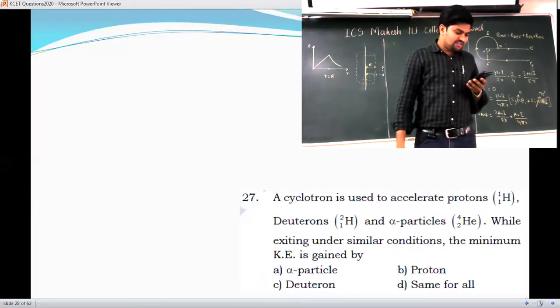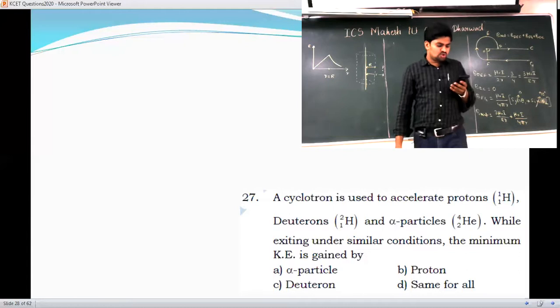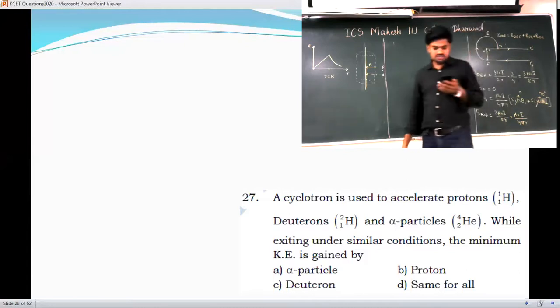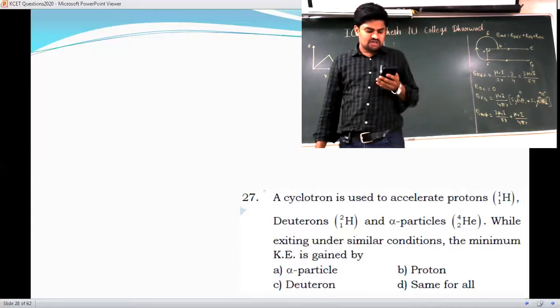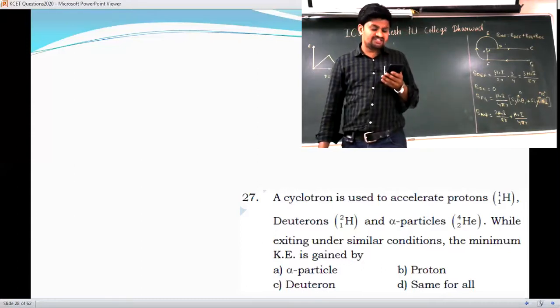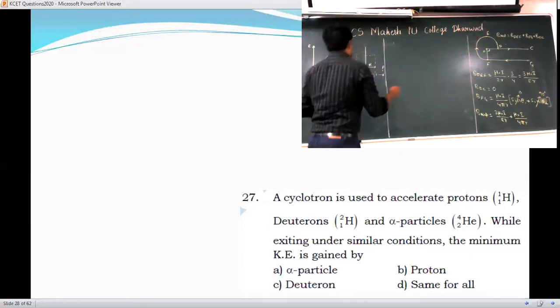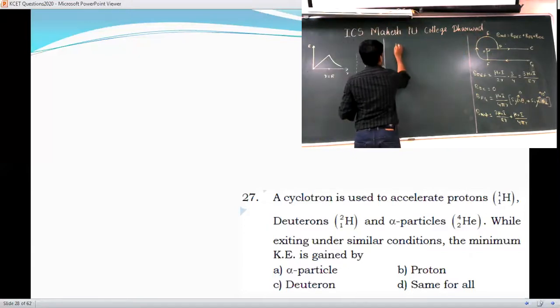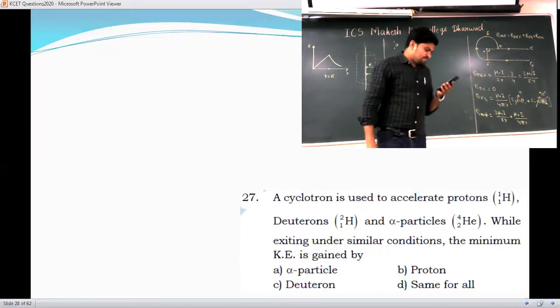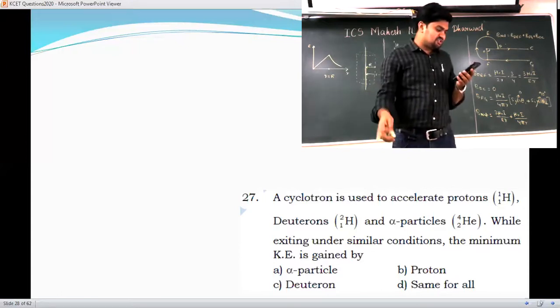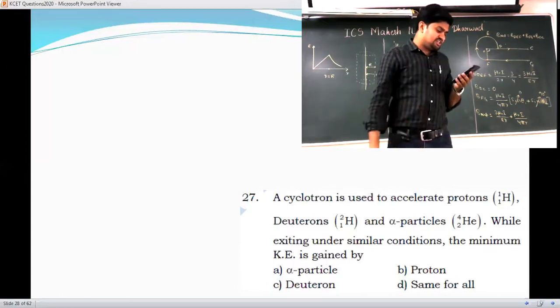Yes, see question number 27. A cyclotron is used to accelerate protons, deuterons, and alpha particles. While exciting under similar conditions, the minimum kinetic energy is gained by. Okay, so they have given here hydrogen, deuterium, and helium. Now they are asking, while exciting under similar conditions, the minimum kinetic energy is gained by.